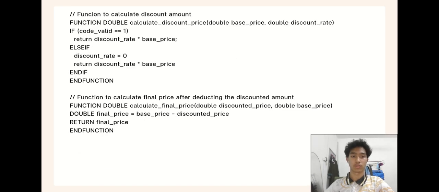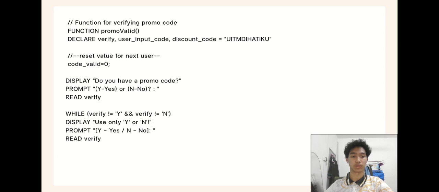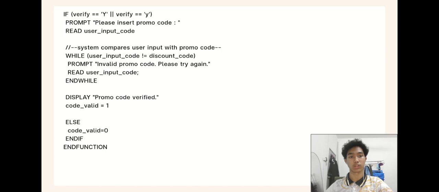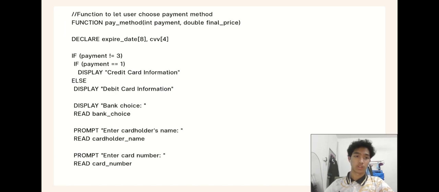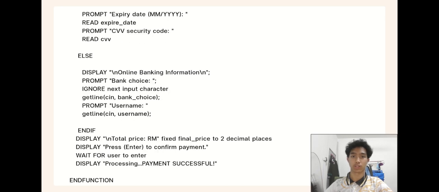And this is to calculate the discount amount. This will only be used if the user has a promo code. For example, if the user has a promo code, then they will be required to enter it. If not, then the system will continue. This is the function to let the user choose the payment method. There are three available payment methods right now. The first one is credit card, the second one is debit card, and the third one is online banking.